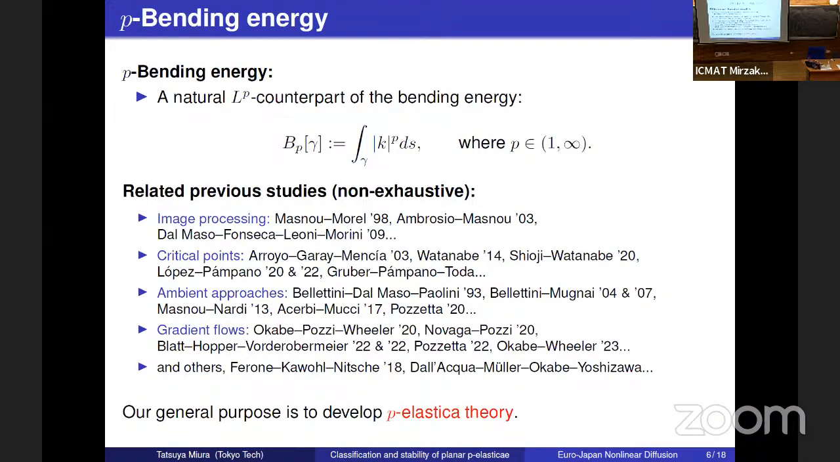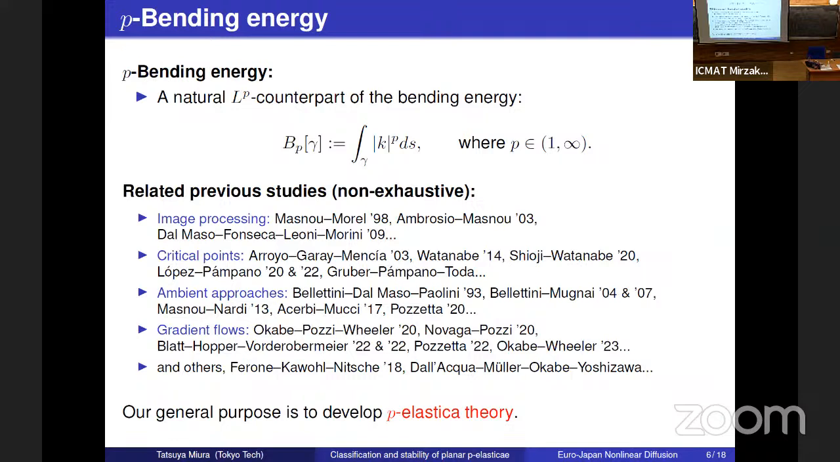However, if we consider the p-bending energy, the situation becomes a little bit more involved. The p-bending energy is the L^p counterpart of the bending energy. And actually, this energy has also been widely studied because it is simple. For example, to my understanding, mathematically, this energy first appeared in the context of image processing by Mumford and Mori, also Ambrosio, Masnou, and so on. And later, this is studied in many ways.